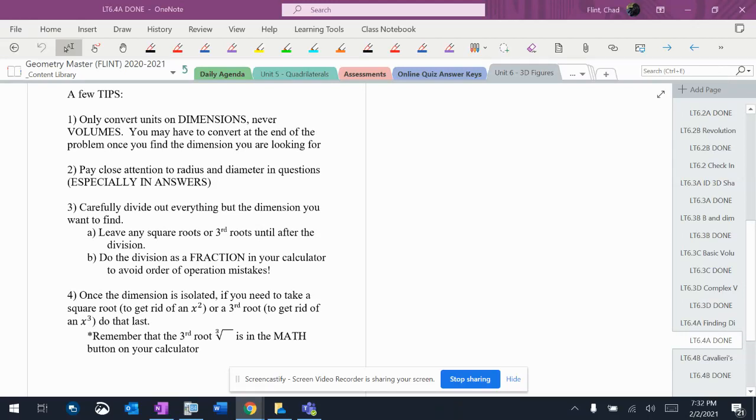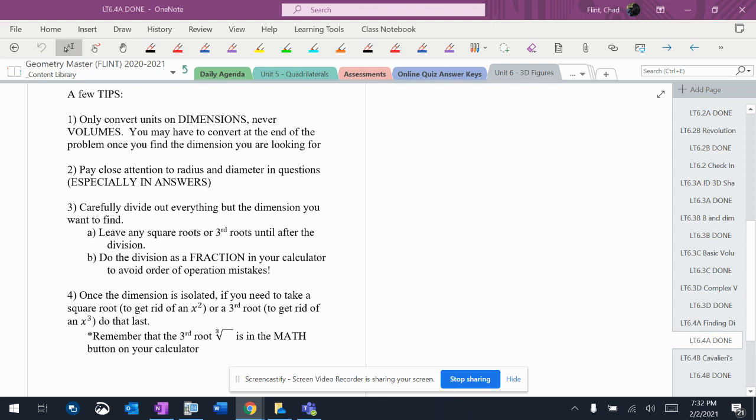So as we're trying to find dimensions, we want to be very, very careful that we do not convert any volume units. We only want to convert units on dimensions. So if we have a volume and some dimensions that are different, we want to make sure we convert the dimensions units to the volume units.